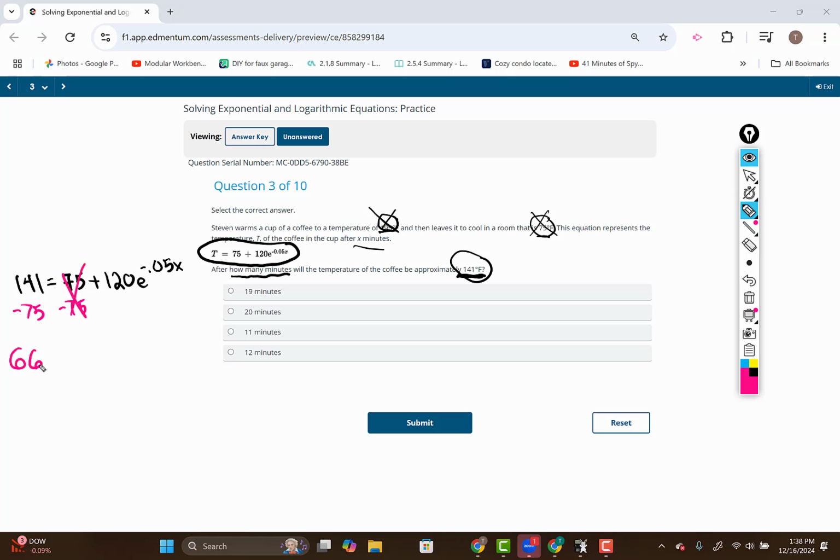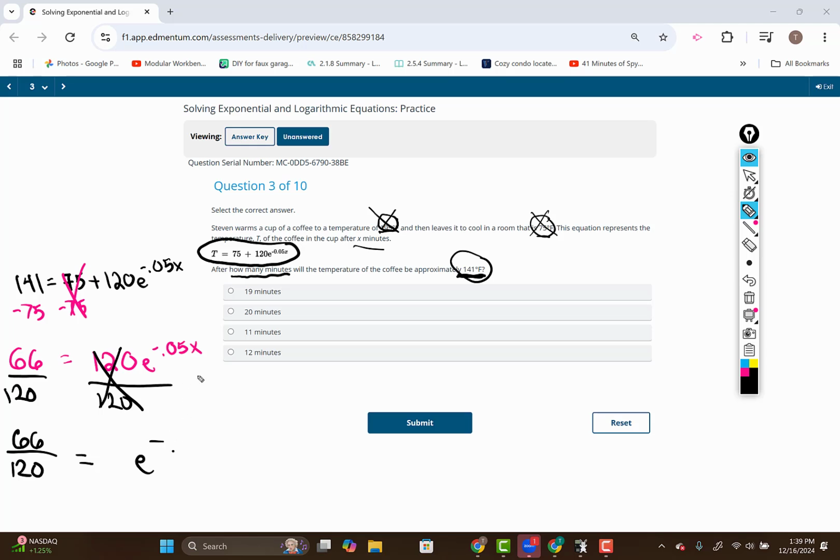So we end up with 66 equals 120 e, and remember e is a number, so although it is a variable, I guess technically it represents a number. Divide both sides by 120 is going to be our next step, and at this point I'm going to want a calculator. But in fact, before I get that calculator, because this is obviously going to give me a decimal, we've got more decimals to come with this problem.